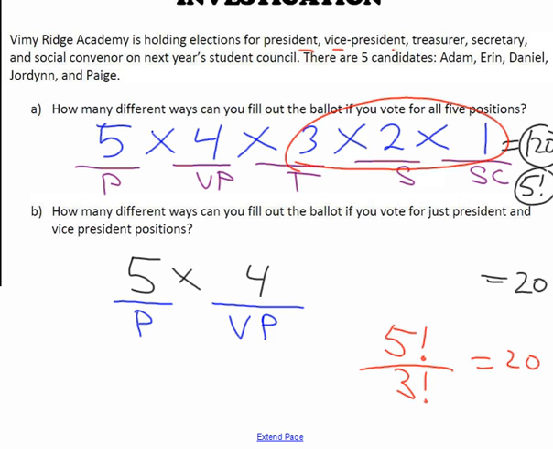Here's what the formula looks like. You have 5 people to pick from, and you're going to pick 2. That's what the formula looks like. 5P2. You're probably wondering if you can do 5P2 on your calculator. And the good news is, yes.